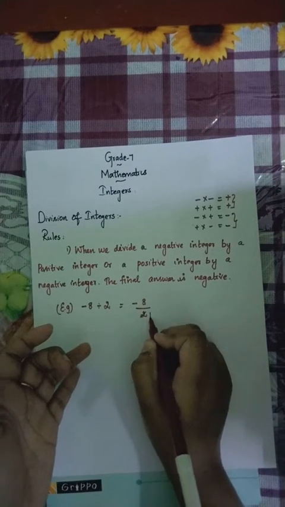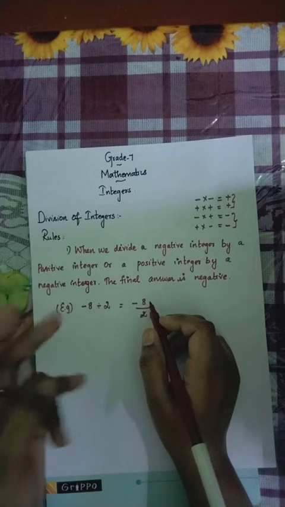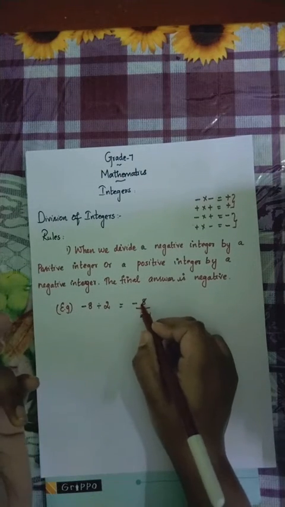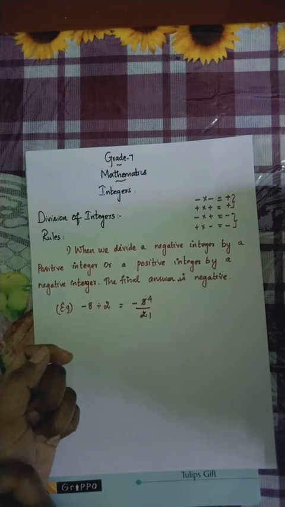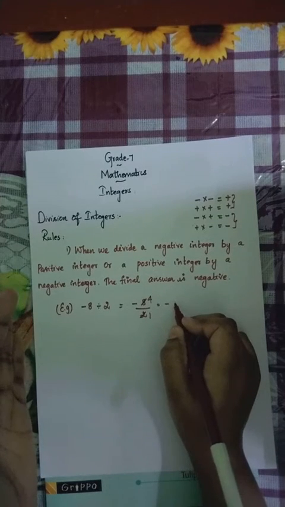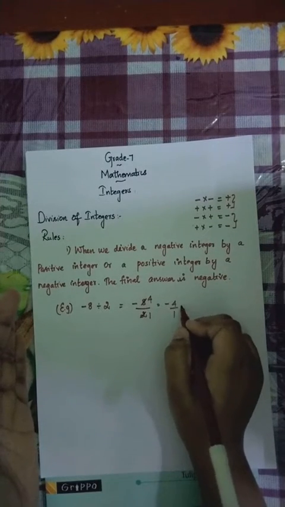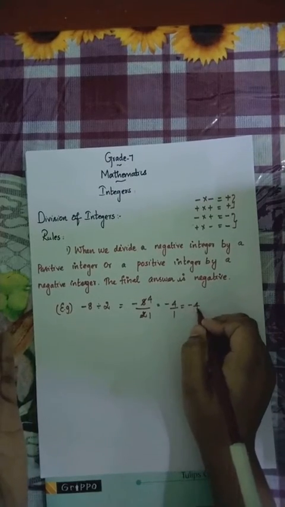1 2 is 2. How many times to get 8? 2 2s are 4, 3 2s are 6, and 4 2s are 8. Just cut and write 4. So keep the minus sign as it is. Minus 4 by 1. What is minus 4 by 1? Minus 4 by 1 is minus 4. So this is the answer.